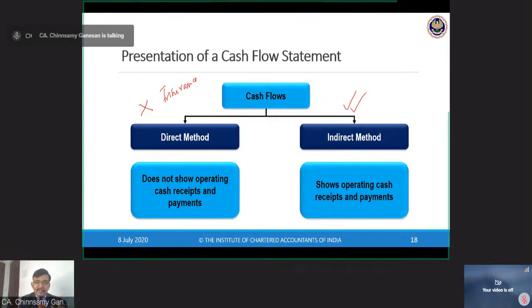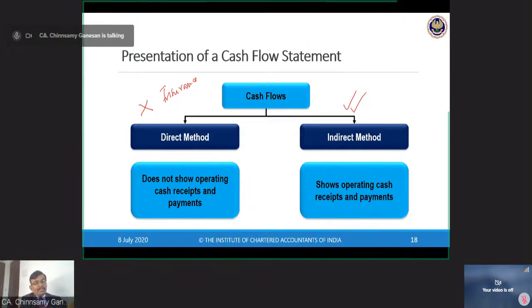Can I stop at that level? No. Because of the core activity, I might have opening debtors and closing debtors, so there is a change in the debtors. Suppose the debtors have increased, what does it mean? I have made a credit sale, and to that extent there is no inflow happening. So the working capital changes are also adjusted. Whatever items relate to working capital, I normally adjust those items.